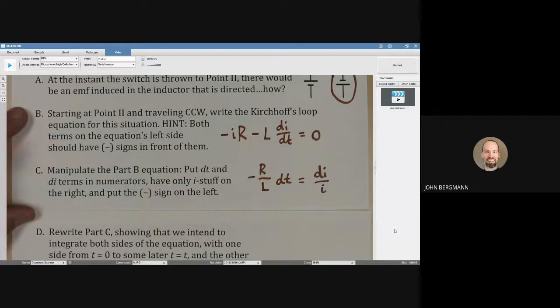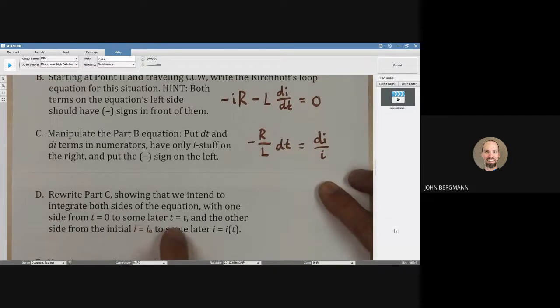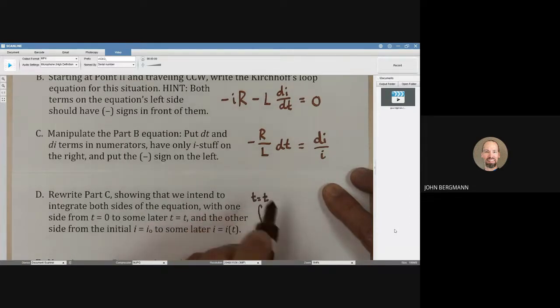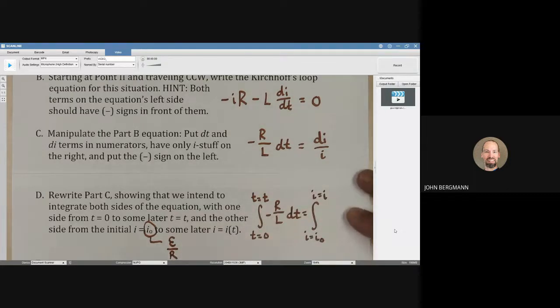All right, we're going to rewrite part C here, showing that we intend to integrate both sides of this equation, with the left side from t equals 0 to some later time, and then the right side is going to be initially some value of current, because initially there is some non-zero current in there, to some later amount of current. So here we go. We're going to integrate from t equals 0 to some later time t. Remember, whenever we flip the switch, time starts over again, which is why it says time 0 here. Minus R over L dt. And we're going to integrate the right side from that initial current value, which, by the way, in our previous video, we decided was just the voltage of the battery divided by the resistance of the circuit. So numerically, that's what that is. To some later current I, di over I.